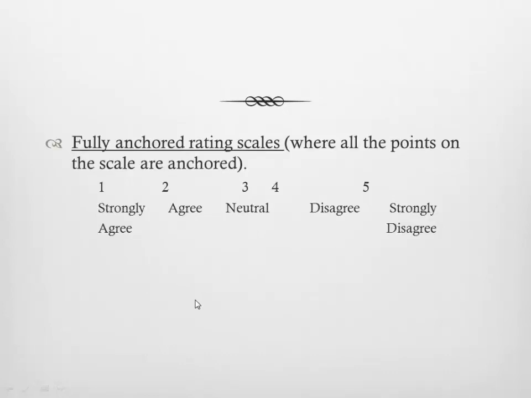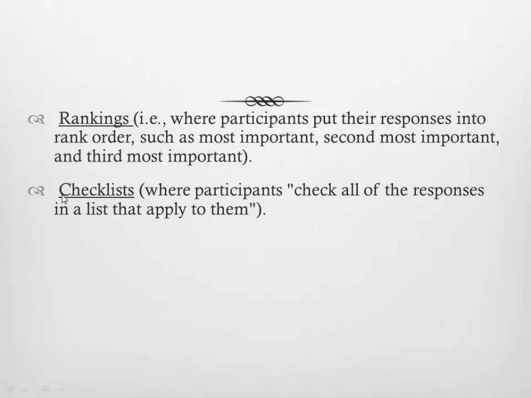There are also rating scales that are fully anchored, which means every potential response is associated with a verbal descriptor. Like number 1 would mean strongly agree, 2 would mean agree, 3 would mean neutral, and so on. That would be an example of a fully anchored rating scale. But in addition to rating scales, there are other potential responses. You can use rankings, where participants put their responses into rank order, such as most important, second most important, and so on. Or checklists, where you would ask participants to check all of the responses in a list that apply to them.